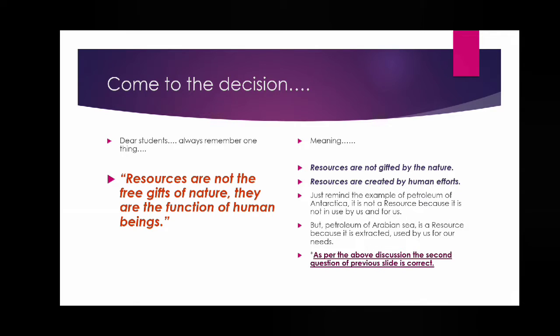Now come to the second line, they are the function of human beings. Function of human beings means, as I have already told, we are doing so many works, we are applying our knowledge, technology, technique, then we are converting the things which are available in nature into resources. That is the right decision, and that is our final decision. Clear? So resources are not the free gifts of nature, they are the function of human beings.